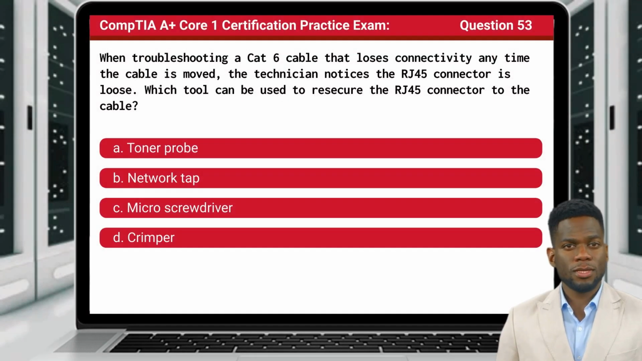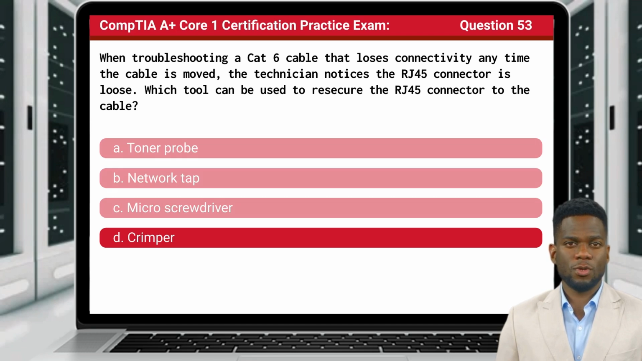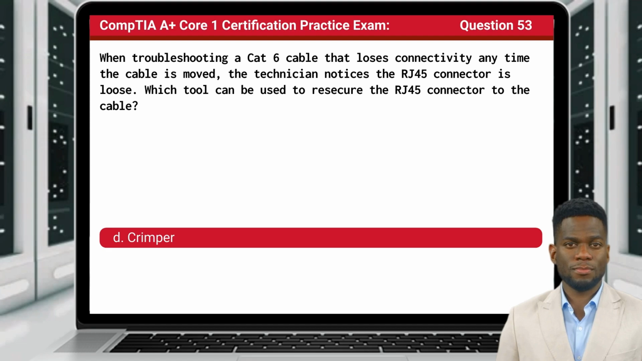Question 53. When troubleshooting a Cat6 cable that loses connectivity anytime the cable is moved, the technician notices the RJ45 connector is loose. Which tool can be used to resecure the RJ45 connector to the cable? The answer is D. Crimper.